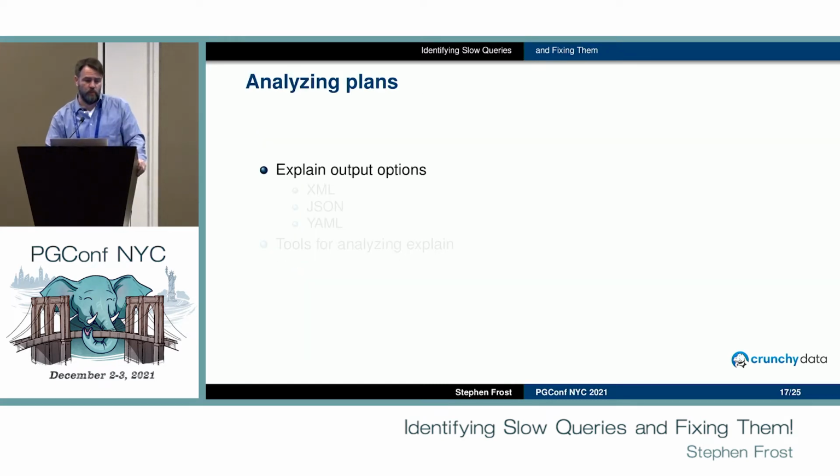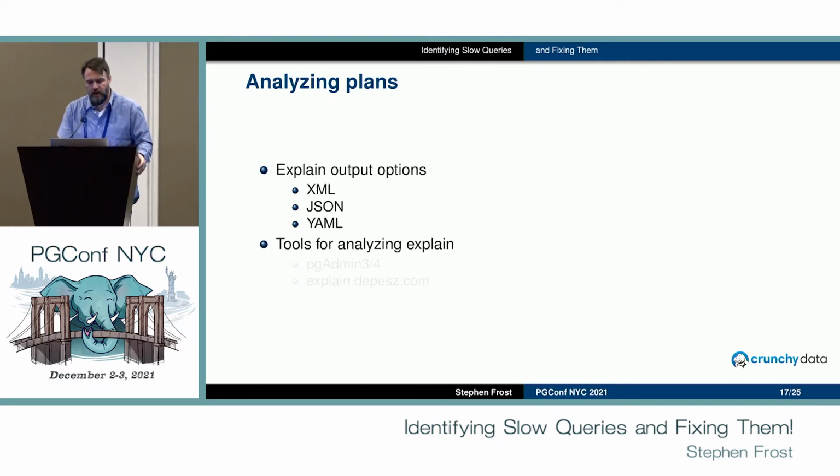There are a couple of different ways of analyzing plans. So explain output has some different options. You can get it as XML, JSON, and YAML. And there are a couple of different tools out there for analyzing explain. PGadmin 3 and 4 have a pretty explain plan viewer. My favorite, however, is explain.depesz.com.